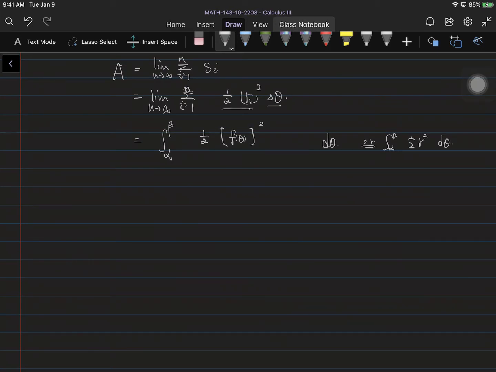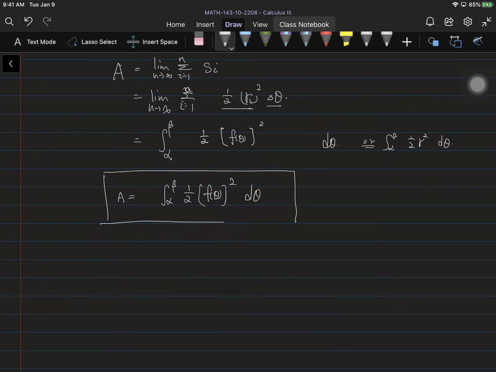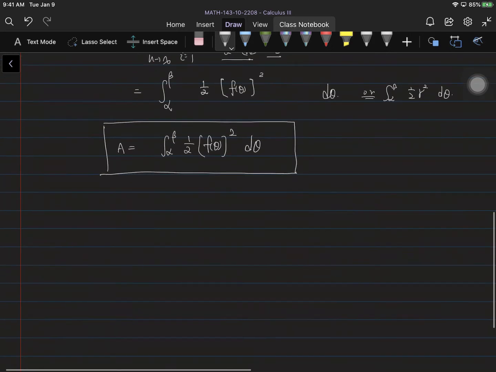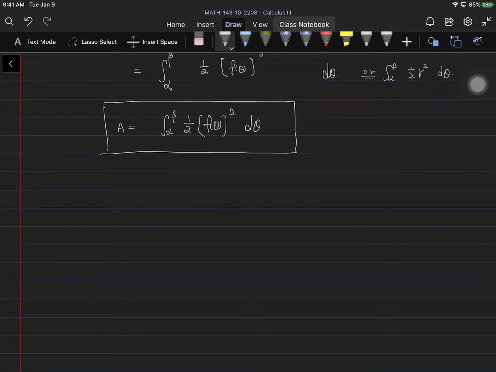So now let's write down the formula in a better way. We can also take the 1/2 out because it's a constant. But let's just write down this. Okay, let's box the formula. And now let's take a look at an example, how to use this formula to find the area for a curve in polar coordinates.